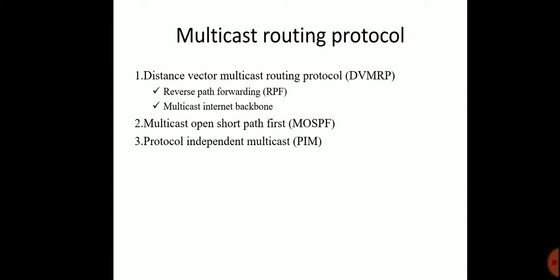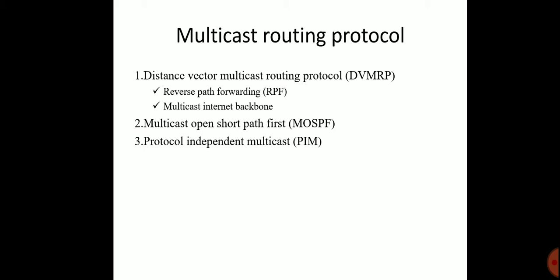Number one, distance vector multicast routing protocol, DVMRP. In this distance vector multicast routing, there are two sections. Number one, reverse path forwarding, RPF. Number two, multicast internet backbone. And then number two, multicast open shortest path first, MOSPF. Number three, protocol independent multicast, PIM.